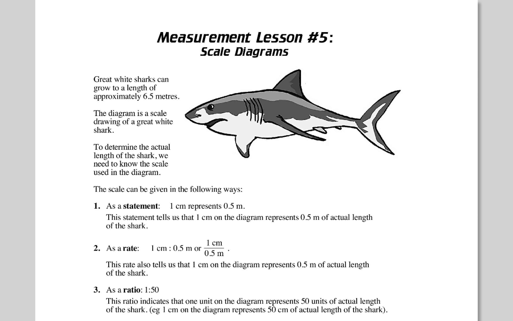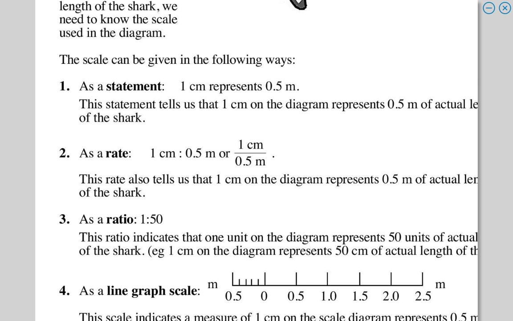Okay, what page are we on here, folks? Thank you. Okay, page 33. You will need a ruler, and let's go through this. All right, people, focus on me. Thank you. Highlight the word scale.